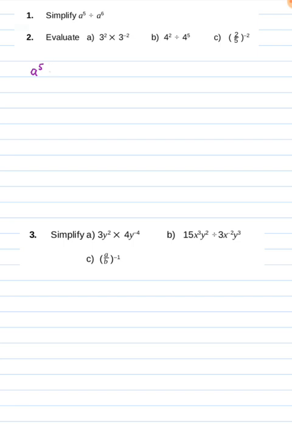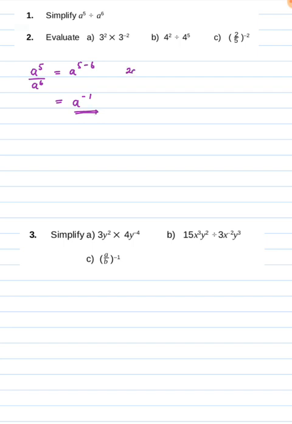Number one here is a to the power of 5 divided by a to the power of 6. It would be equal to a to the power of 5 minus 6, and that gives us a to the power of minus 1. So a to the power minus 1 will be our solution for number 1.